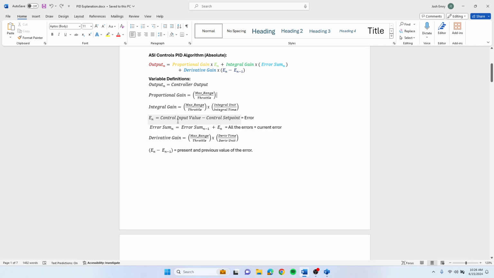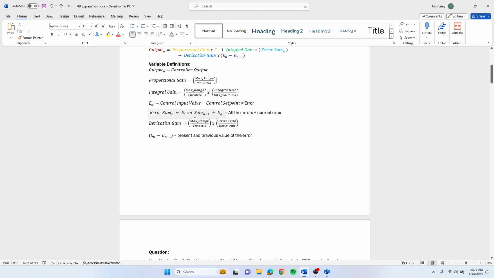So if our control input value is 60 degrees Fahrenheit, but our set point is 55 degrees Fahrenheit for discharge air, well, then we have a 5-degree error. Our error sum is just our error sum from all the other times plus this current one. So all errors plus the current one is our error sum.